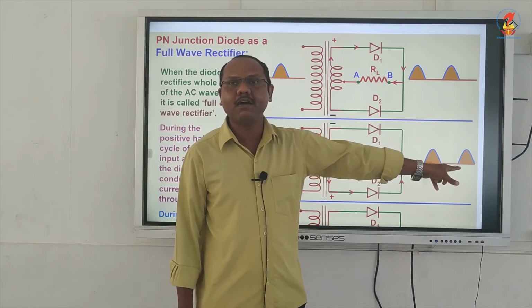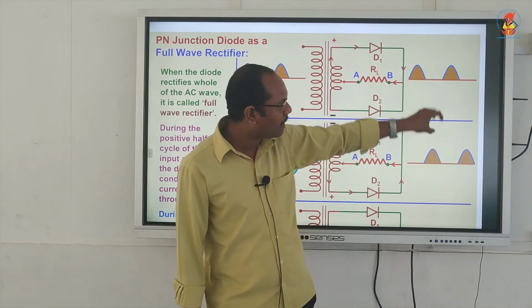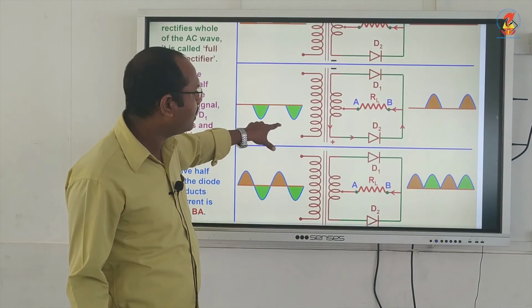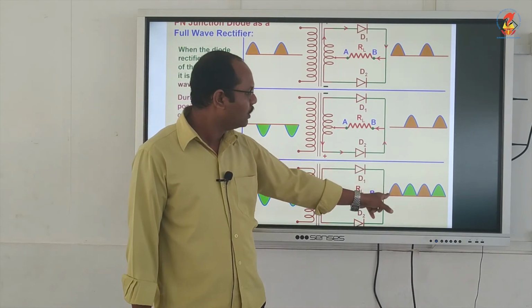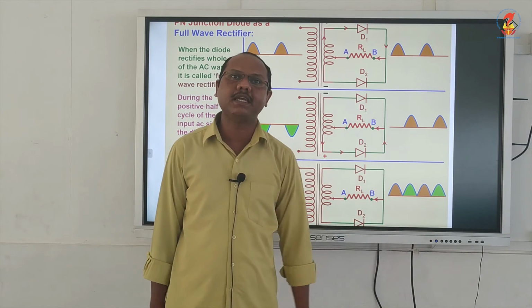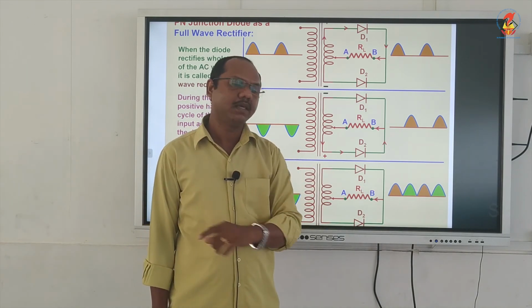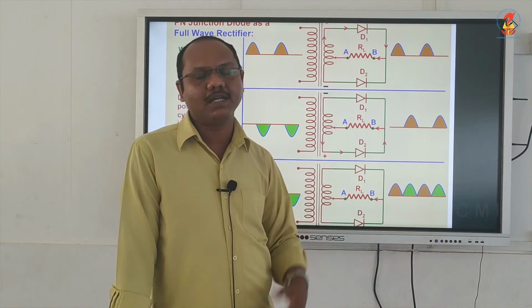And here also you will get the output. Here you can see the output and here also you can see the output. If I combine both, you will get the third figure. In both figures you are getting the output, so you will get the output like this. Even for the positive cycle you got the output, and even for the negative cycle you also got the output. When I combine, the output will be like this. There is no intermittency here, that means there is no gap. Both the positive cycle and the negative cycle got rectified.